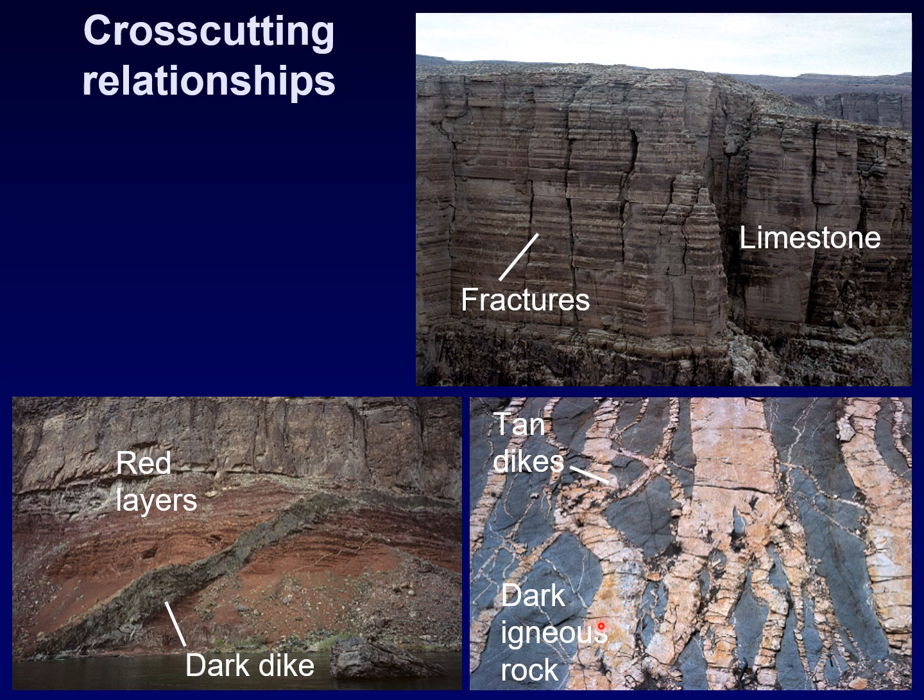Similarly, we've got this dark igneous rock here, and then we've got these tan dikes that are moving through it. And so in this case, we would say that the dark igneous rock is older and the tan dikes intruded into this rock later. So the dikes are younger than the igneous rock here, the dark igneous rock.